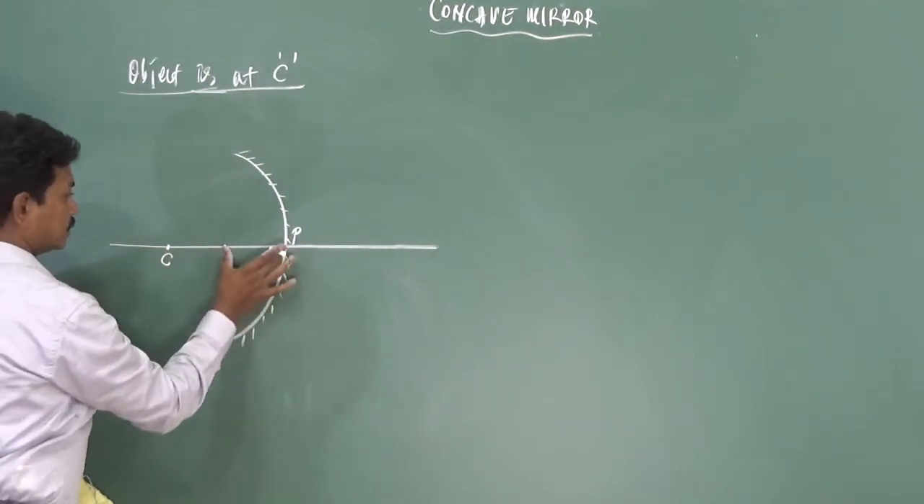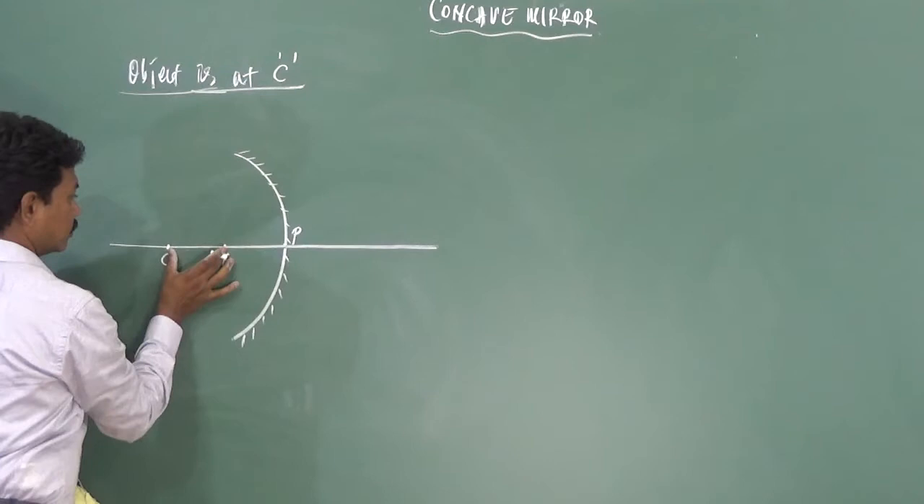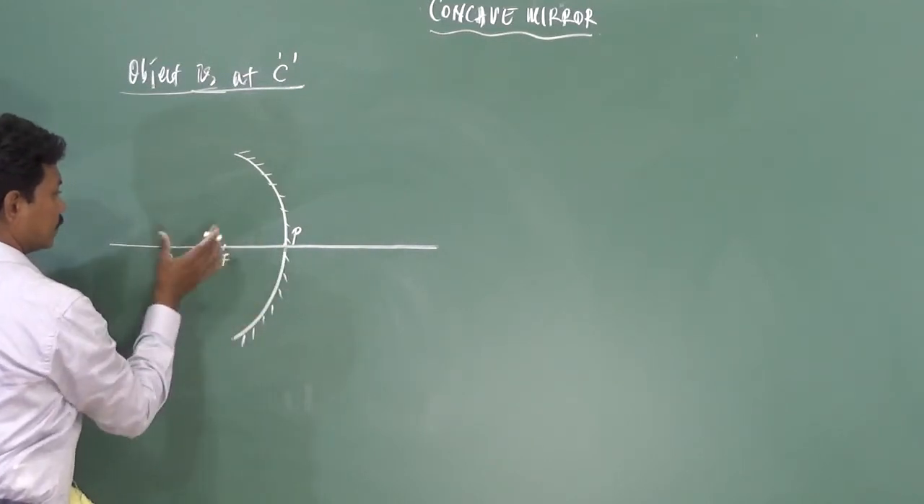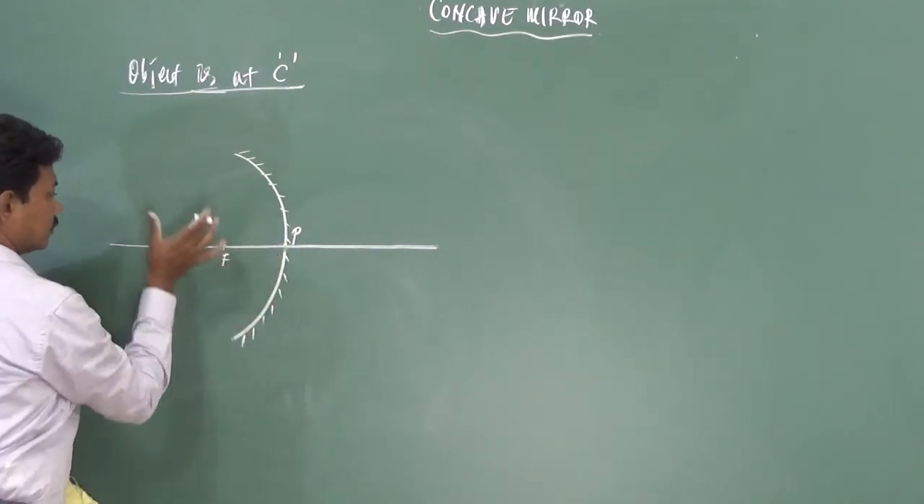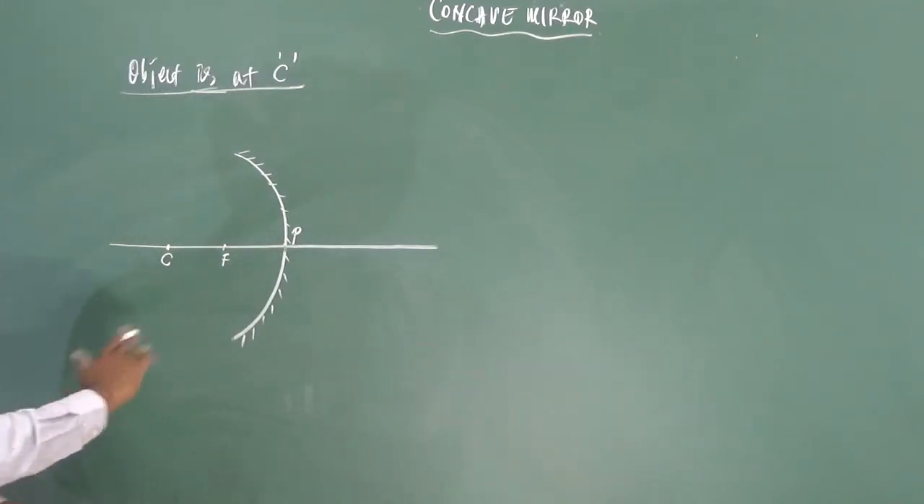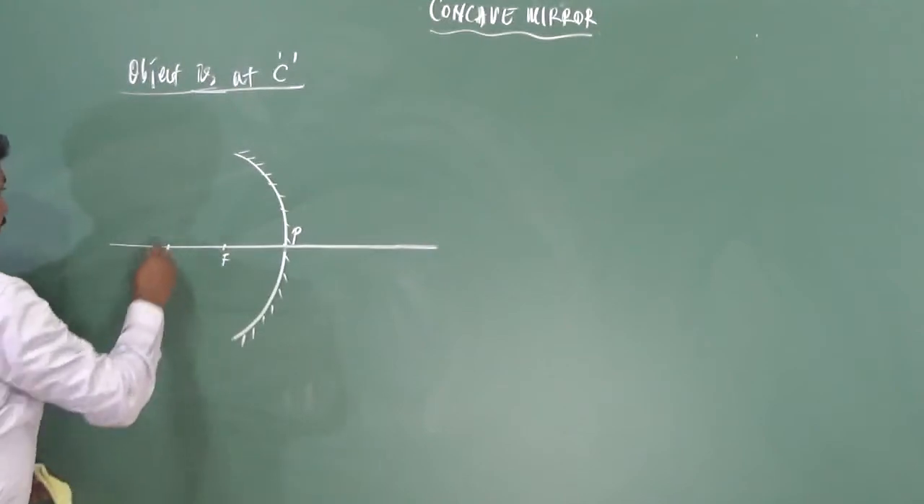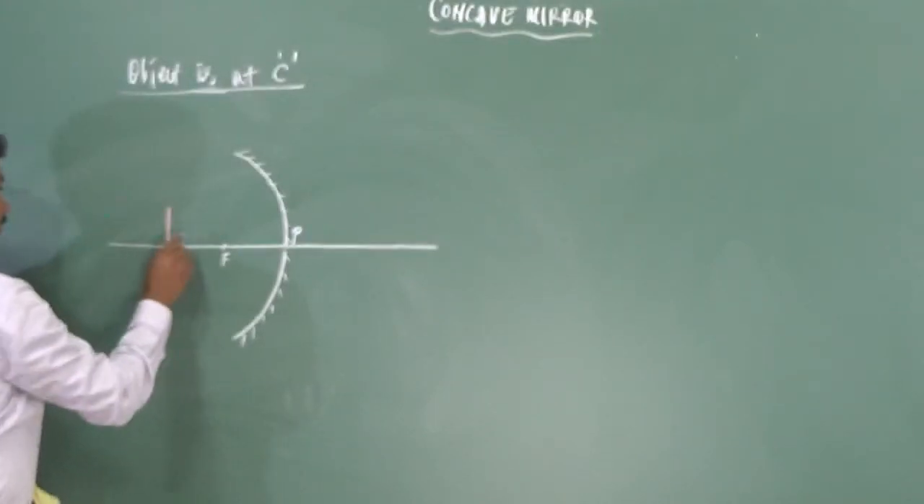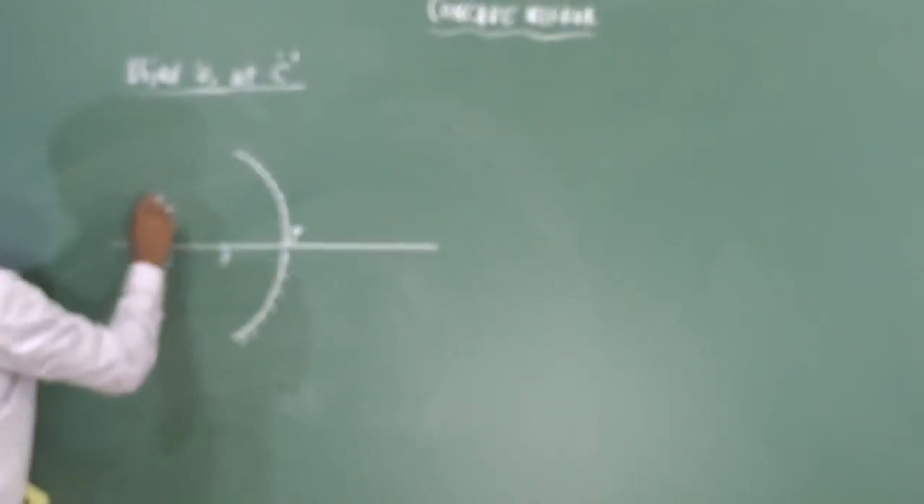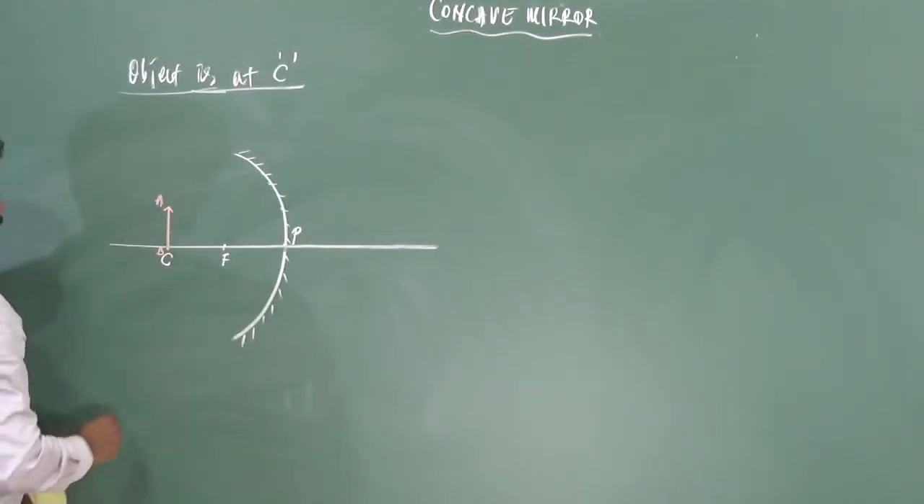When drawing a ray diagram, see that this distance is equal to this. Maybe you can take 2 centimeters, 2 centimeters, or 3 centimeters, 3 centimeters, something like that. You can make equal distance. Now, the object is placed exactly at C. So let us take the object as AB. So AB is the object here.